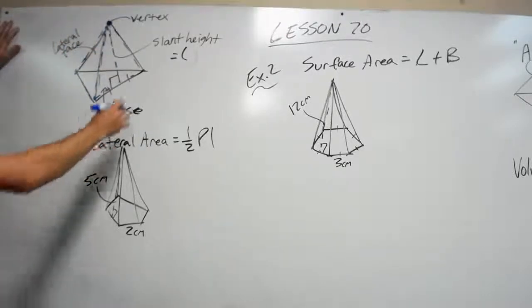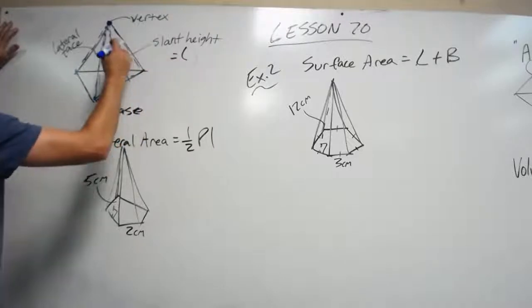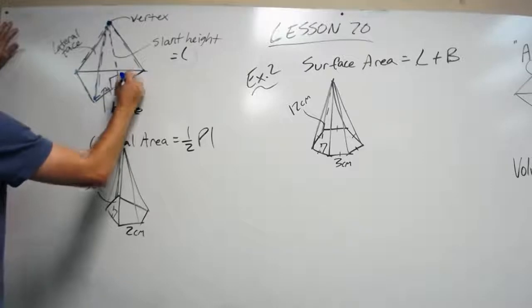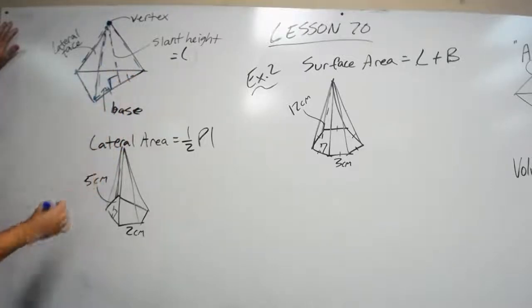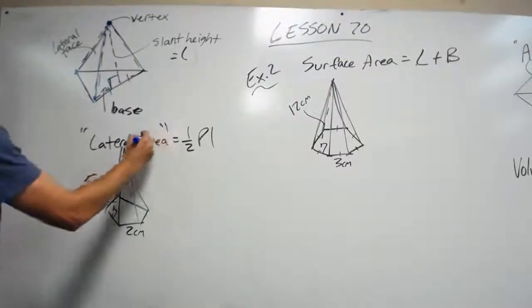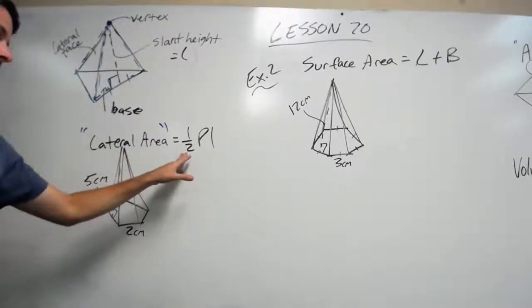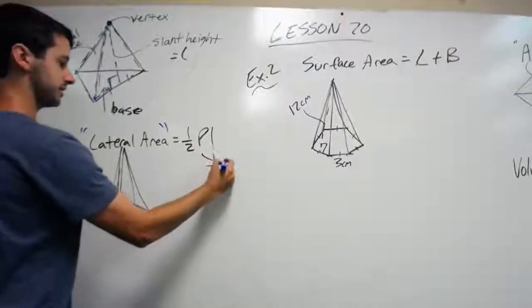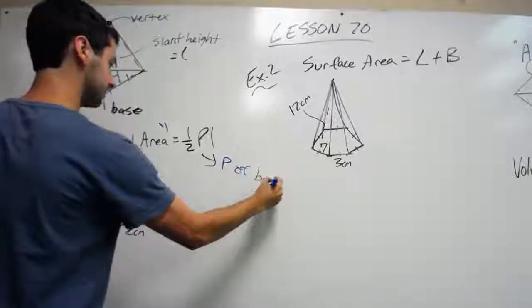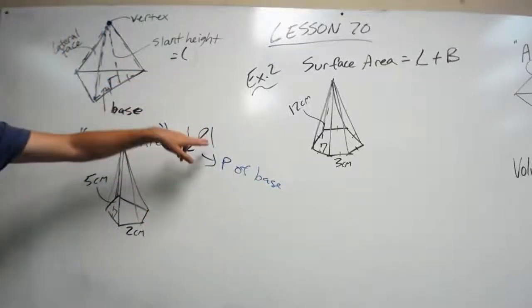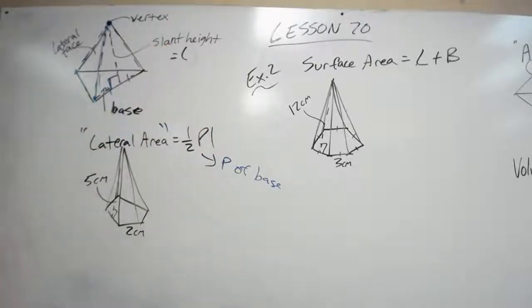And then the last part is the slant height. The slant height is the line that connects from the vertex to the midpoint of the opposite side, and it creates a perpendicular angle. So now that we got our definitions, let's look at a few formulas. The first one is lateral area. The formula for lateral area is 1/2 times the perimeter of the base times the slant height. L is the abbreviation we use for slant height.